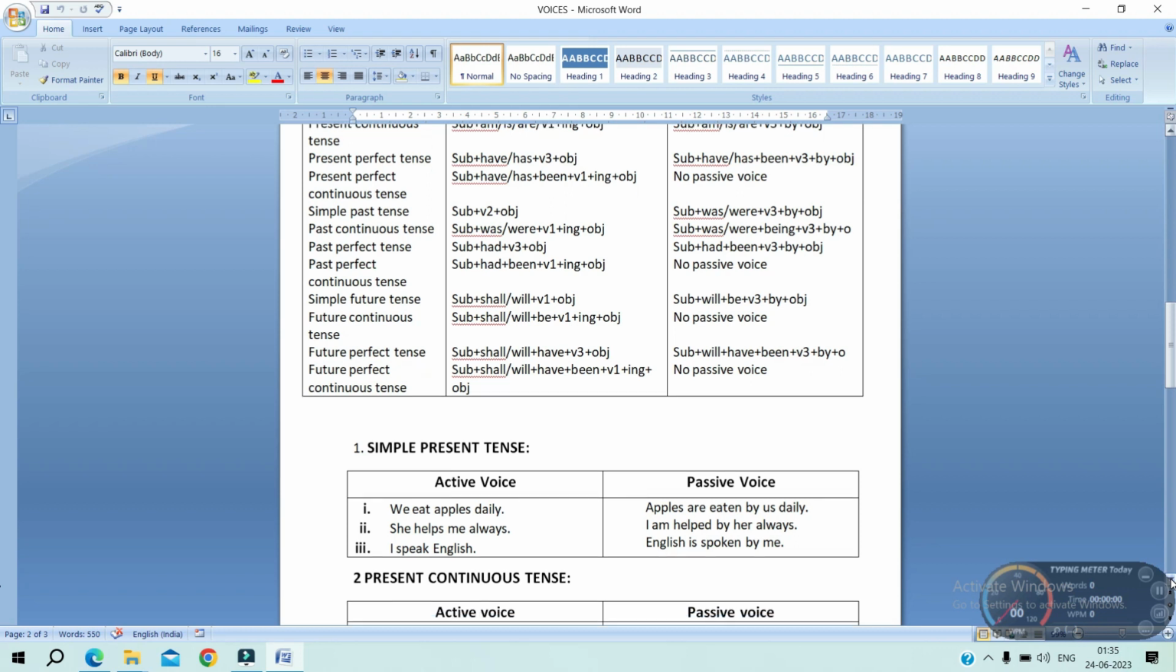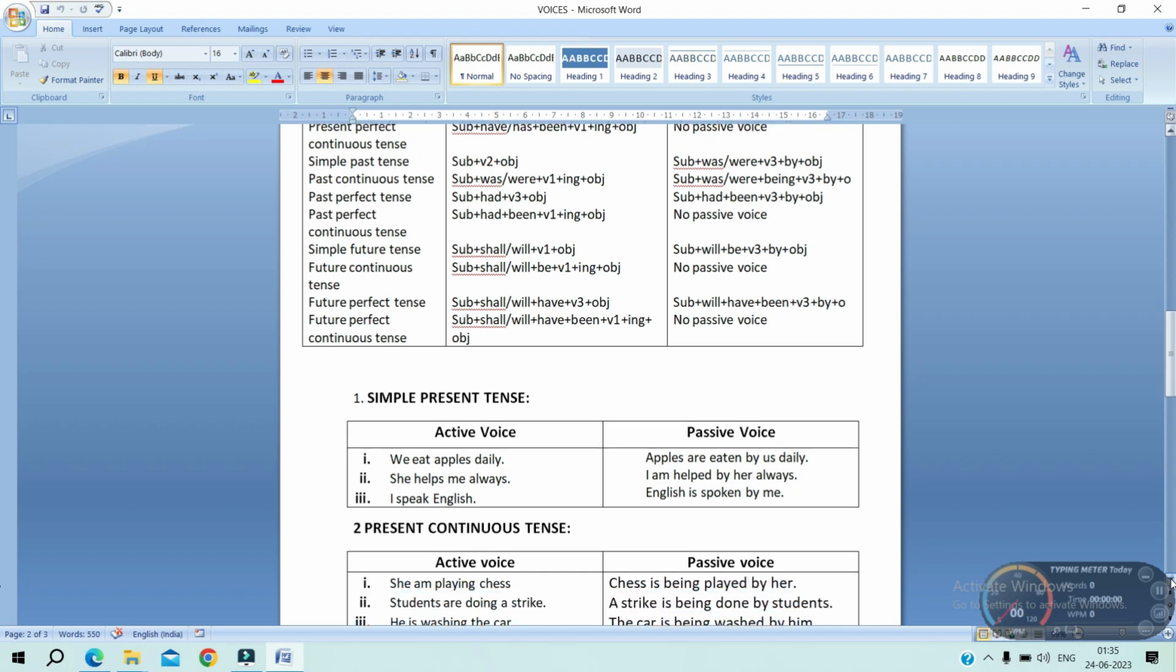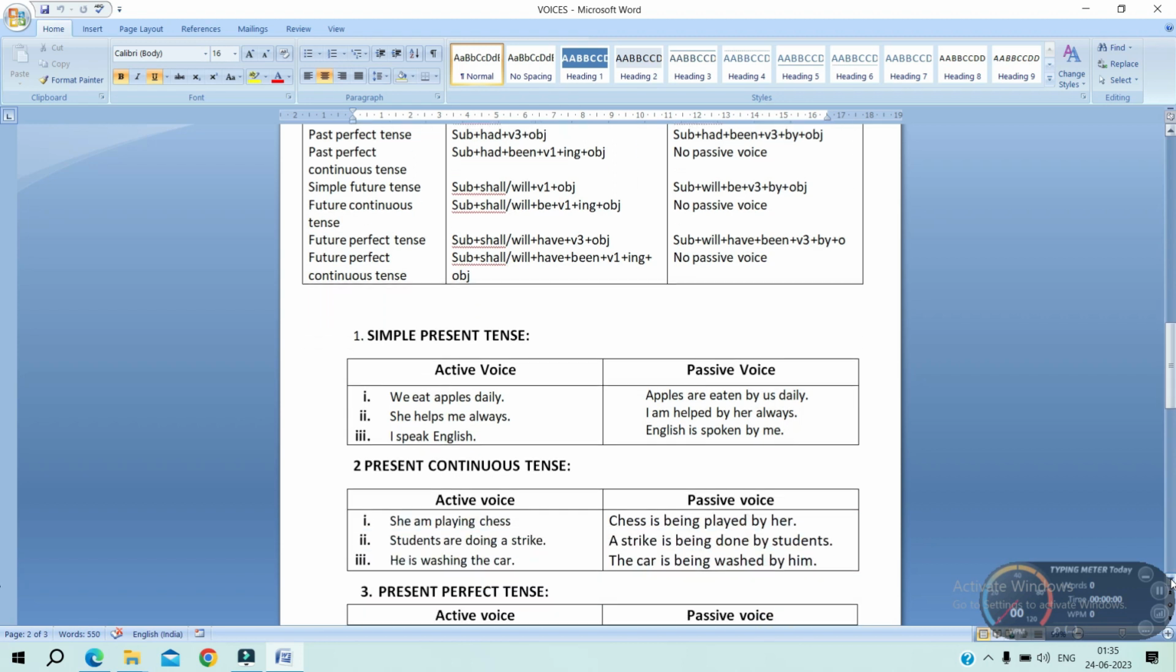Active voice is the same as tenses only. When we come into the passive voice, there will be a slight change. We always use by when we use passive voice.